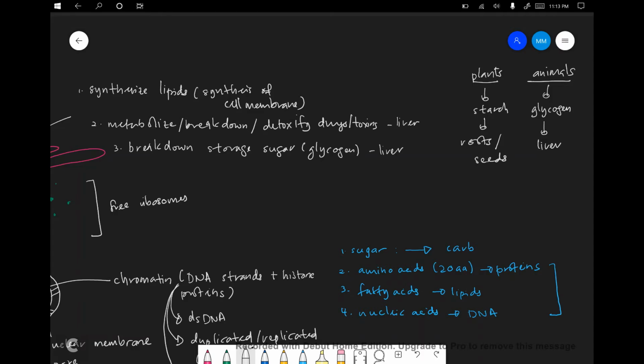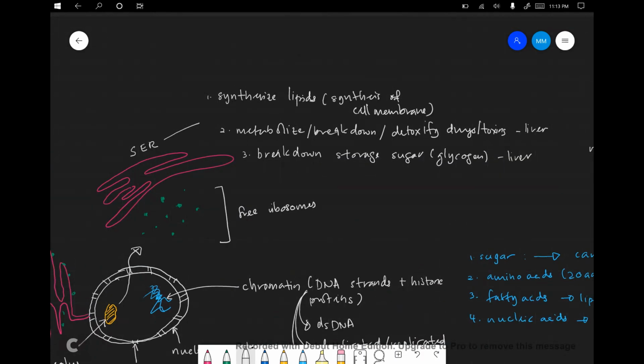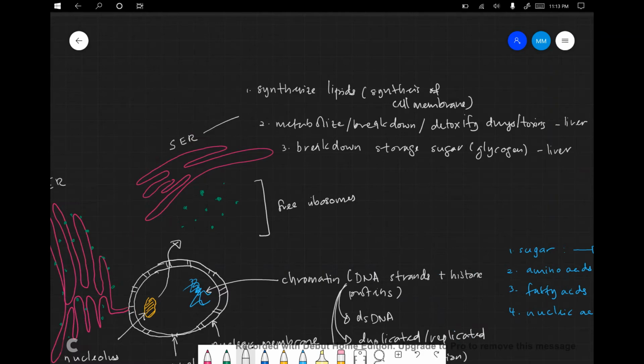So what happens in our body whenever we are fasting? For example, our blood sugar drops and then we need energy. What happens next is that the glycogen stored in the liver will be broken down into simple sugar, and later on it will give back the amount of blood sugar required in our blood. All right. So that is the function of smooth endoplasmic reticulum.